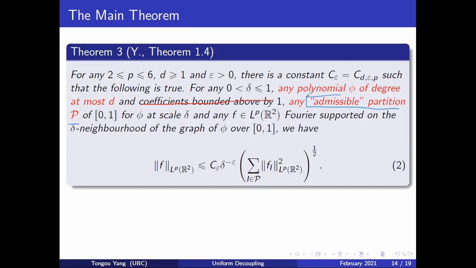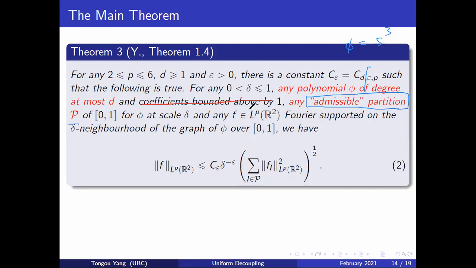And actually, we have already seen the case phi equals s to the power 3. In this case, we have seen roughly what an admissible partition means. So given this partition, we would have the following decoupling inequality for every f Fourier supported on the neighborhood of the graph of phi. And this part is standard.